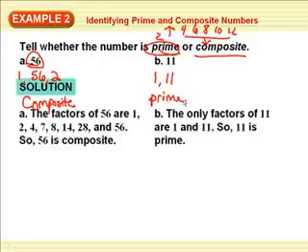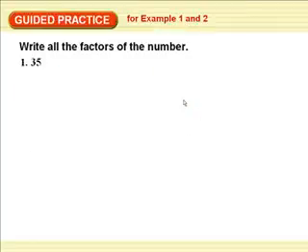And there they wrote out all the factors, but to me, once you get that third one, then you're done. Okay, so your guided practice: write all the factors of the numbers. So let's do this. I think it's just 1 and 35, because 1 can go into everything. Okay, and then we go to 2.